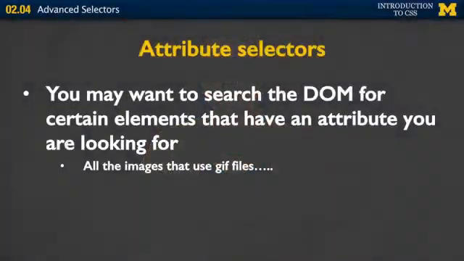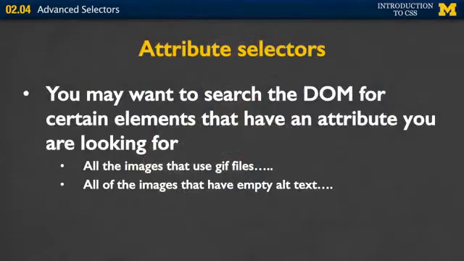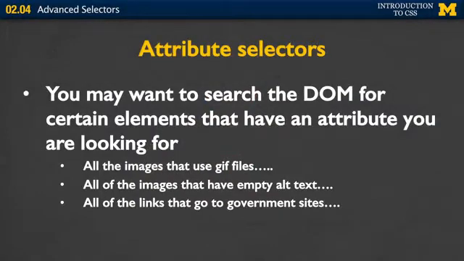The way that attribute selectors work is that they search the DOM for elements that have the attribute you are looking for. For instance, you might want to look at all the images that use GIF files, or all the images that have empty alt text, or maybe all the links that go to government sites, nonprofit sites, or educational sites. It's really easy for us to find those and style them a little differently.